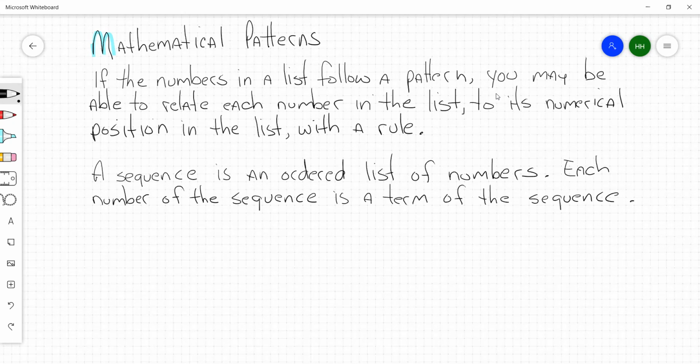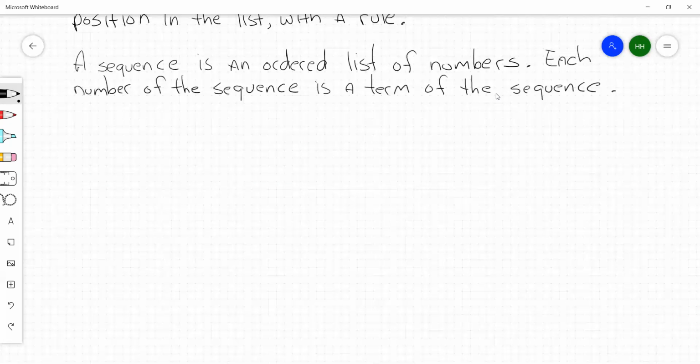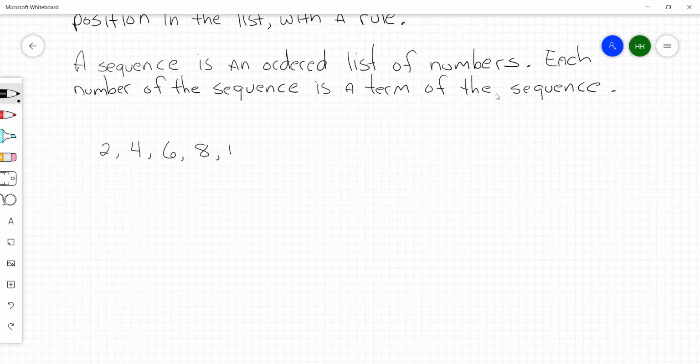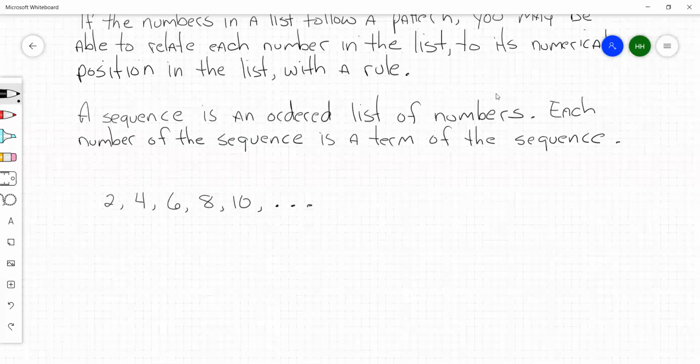All right, so here's what we're talking about here. If you've got a sequence, let's say 2, 4, 6, 8, 10, dot, dot, dot. That's a sequence of the even numbers. Now, regarding term number, this 2 is the first term in the sequence, and the 4 is the second term, and so on.